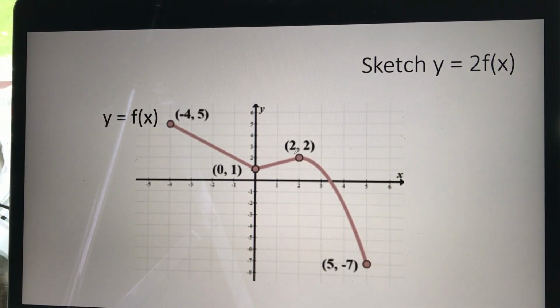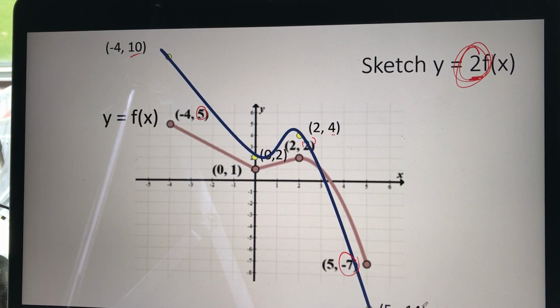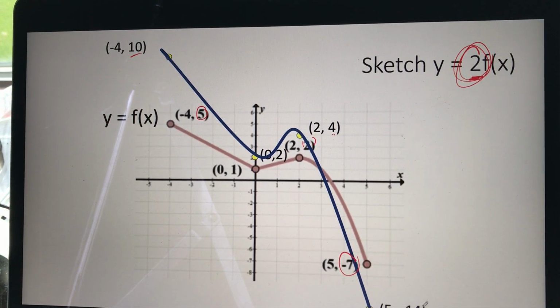For example, here we have some basic function and we're told to stretch it, y equals 2 f of x. So our a is 2 sitting out front. What I do is I simply multiply my y values by 2. So this 5 gets multiplied by 2, which is 10. This 2 here gets multiplied by 2, which is 4. Negative 7 gets multiplied by 2, way down here at negative 14. And we see that the function is stretched, or opened up, or pulled apart, stretched vertically.